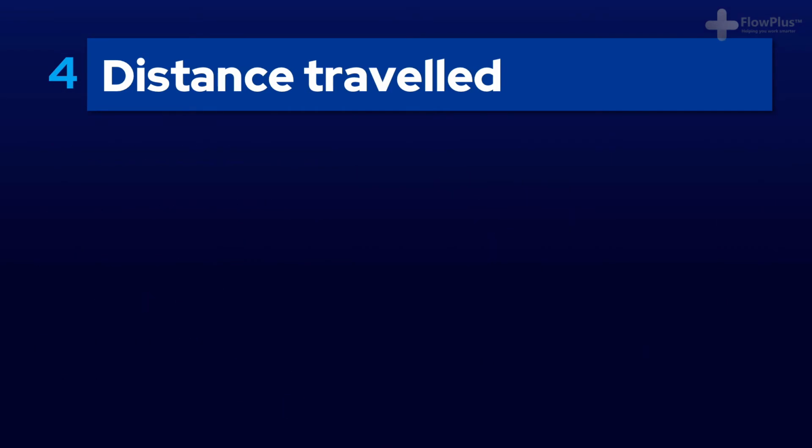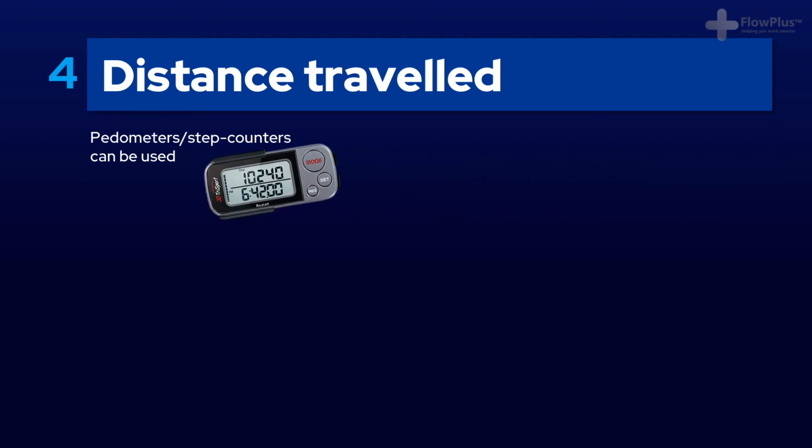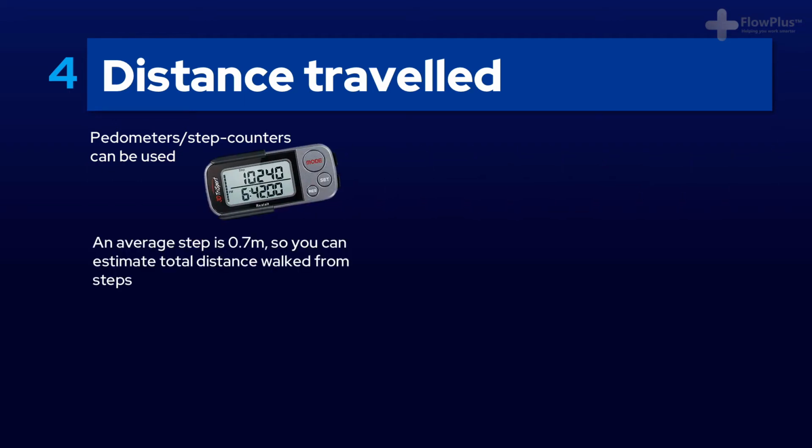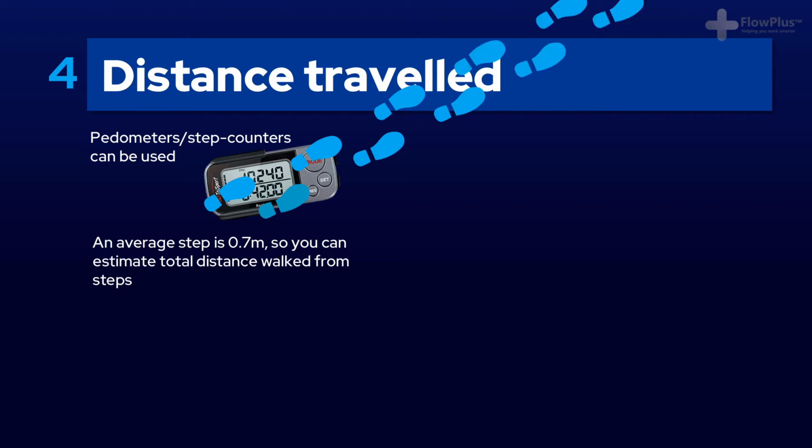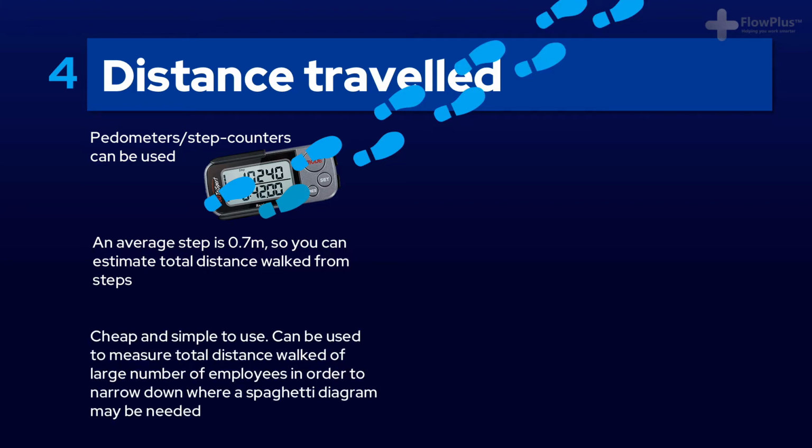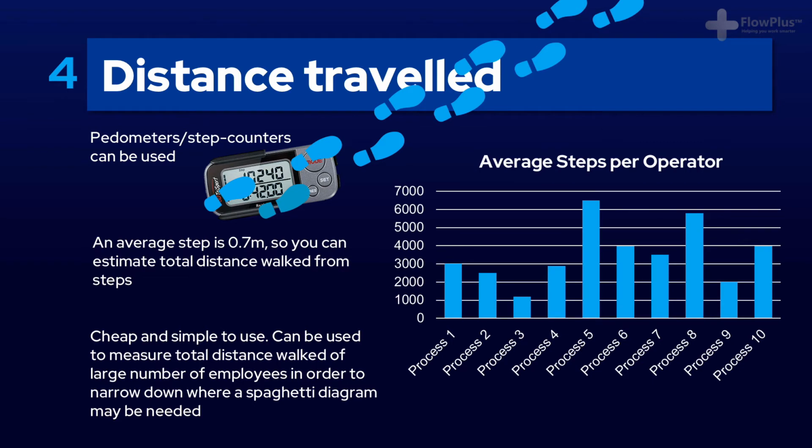The second method for calculating the distance travelled is to use pedometers or step counters. By using a pedometer, you can easily and relatively accurately measure the total distance walked by simply multiplying the number of steps by the average size of a step. Also, pedometers are very cheap and simple to use. You can easily measure the step count of a large number of employees without the need for much manual work.